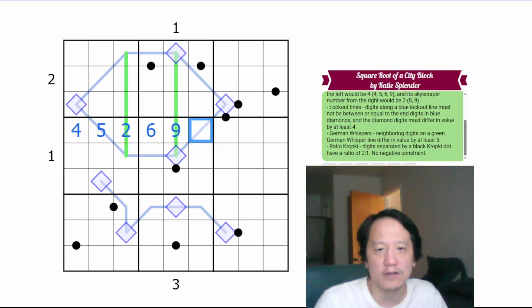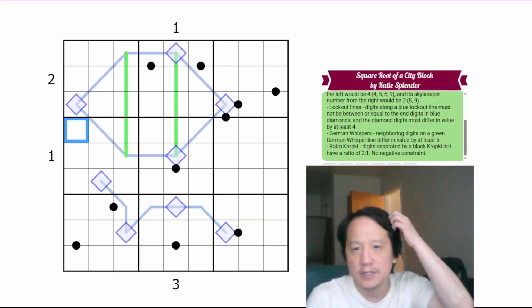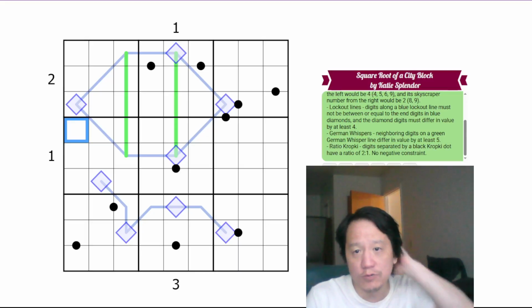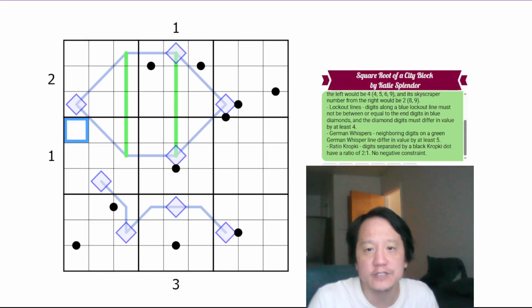We have lockout lines, where digits along a blue lockout line must not be between or equal to the end digits in blue diamonds, and the diamond digits must differ in value by at least 4. So that means these have to have a difference of at least 4.